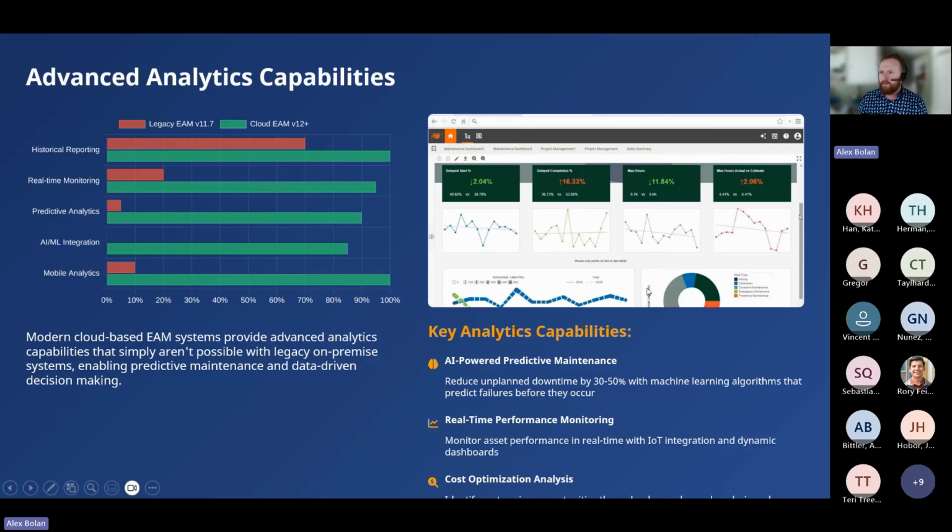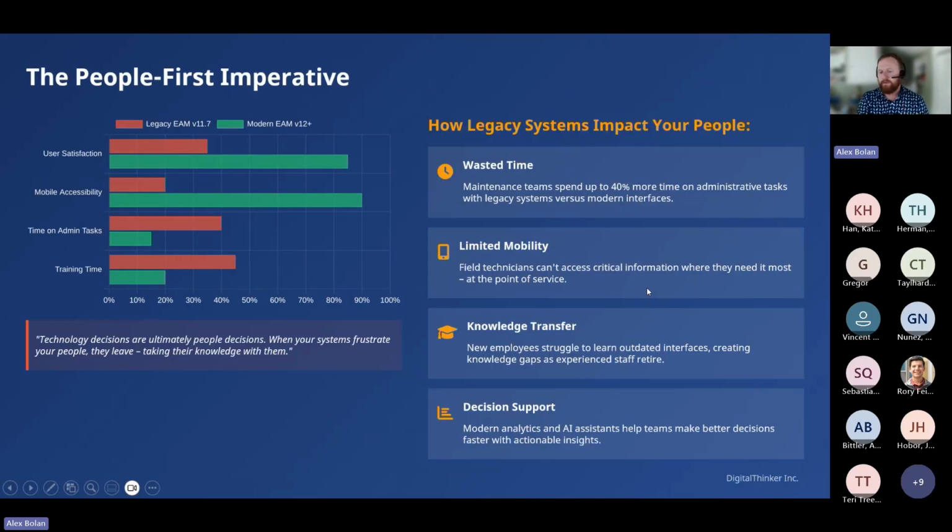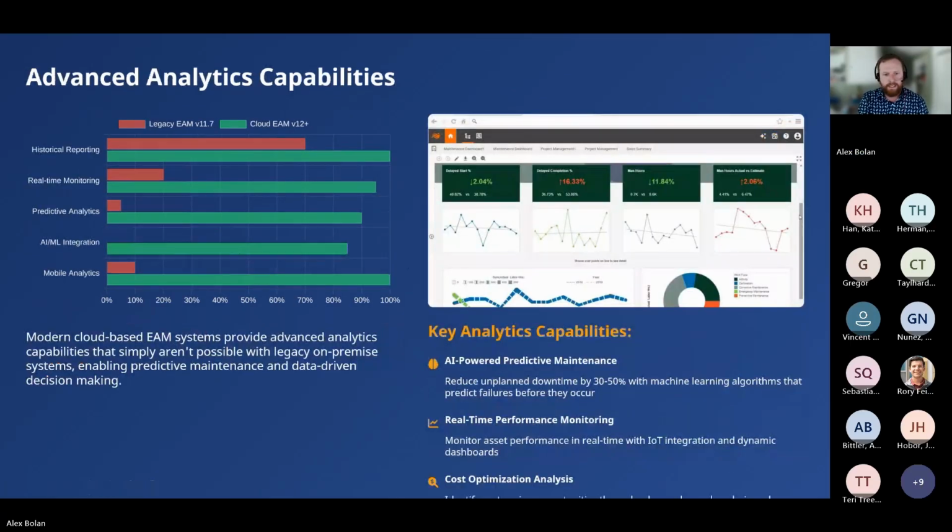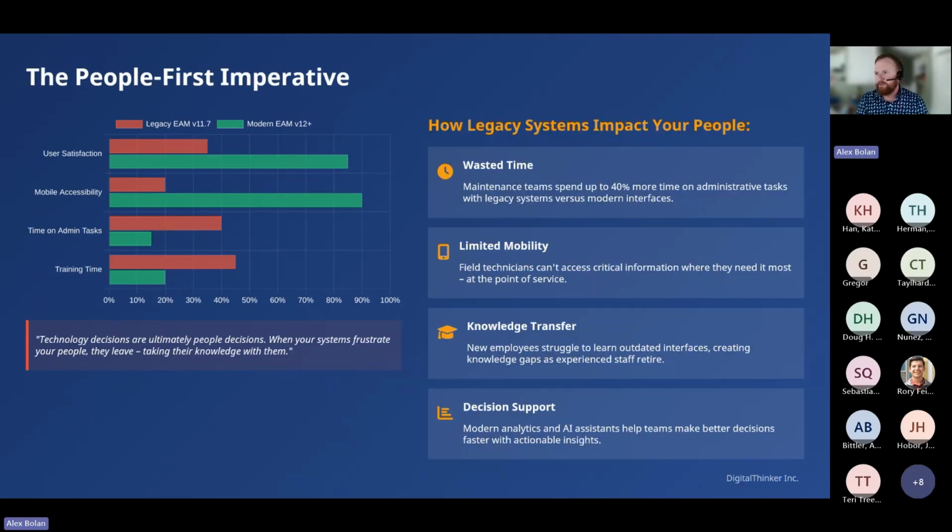So let's look a little bit more into... I'm missing a slide here, I'm sorry, but I'll blow through that real quick and get into my people first component.